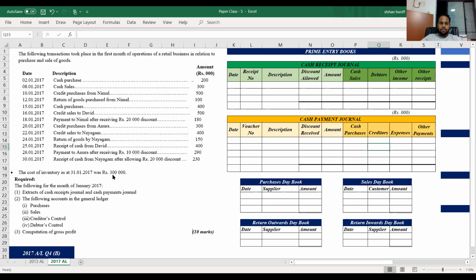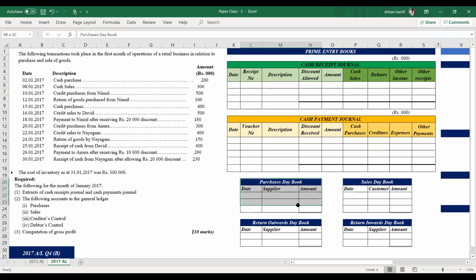If there are any doubts, anything you want to clarify, please tell me. I will explain. And also, you can draw the purchases daybook, sales daybook, return inwards daybook, and return outwards daybook. So you can say the daybook or the journal. Purchases journal, sales journal.